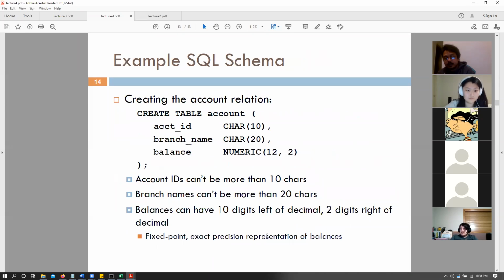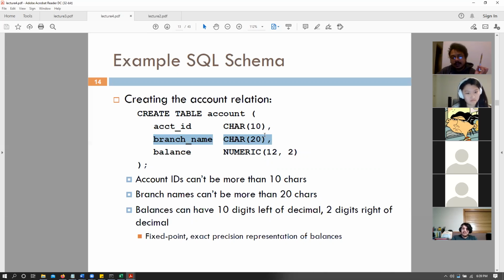Okay, so let's create our old friend database, that is our database account. So what would we do? We would have CREATE TABLE all in caps, account, parenthesis open, account ID being our first attribute name, that has to be character 10. We know that our account ID has to be a fixed size of characters. Usually our account IDs are fixed set of characters.